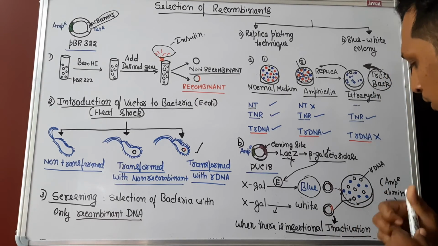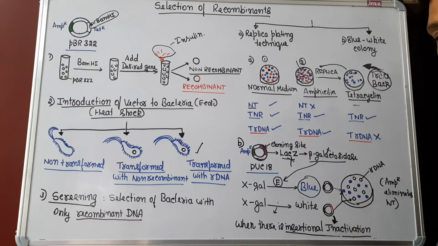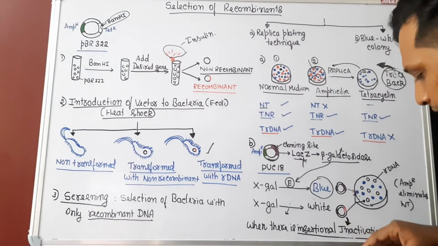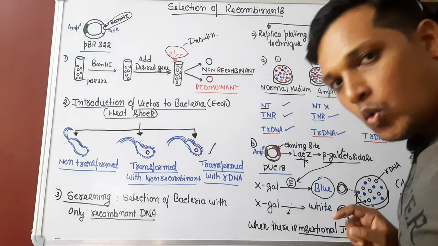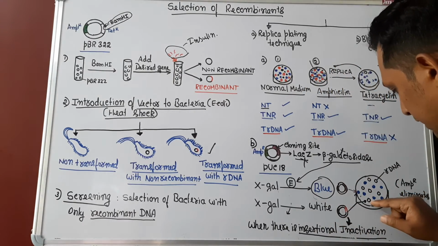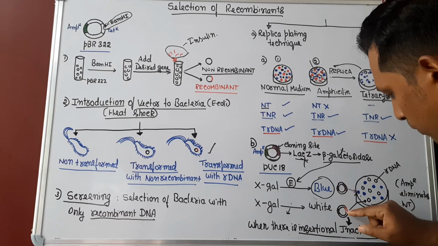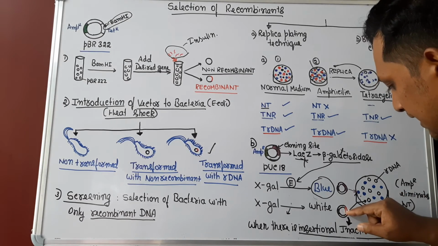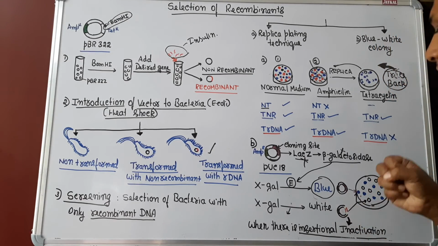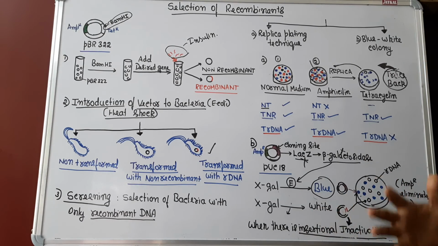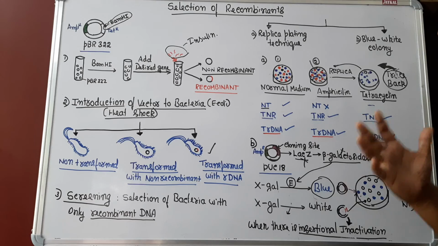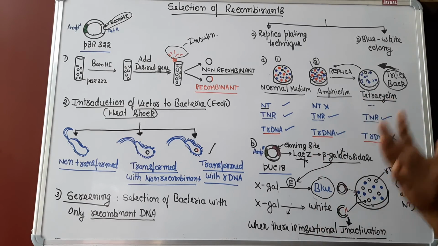Now, in the Petri plate, two kinds of colonies are present. That is a blue colored colony and a white colored colony. What I need is only the white colored colony, because I know white colored colony means these cells will have the insert. Take that out, grow them in a bioreactor, you will get the desired product. So these are the methods of selection of recombinants.